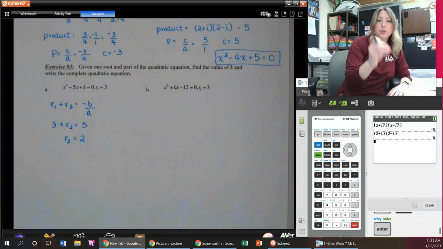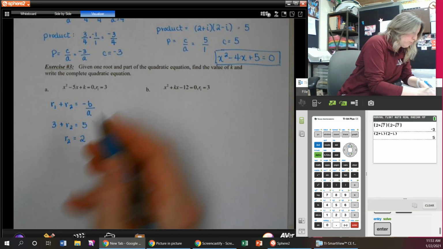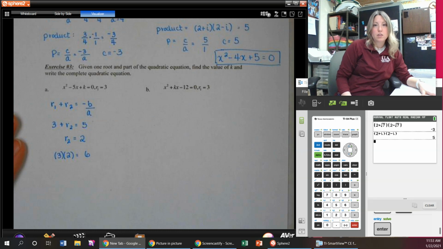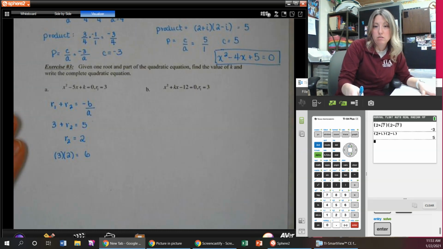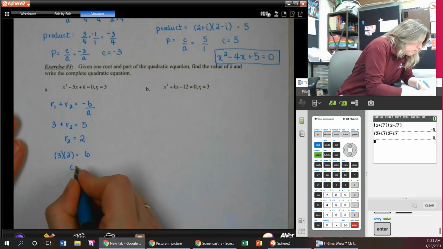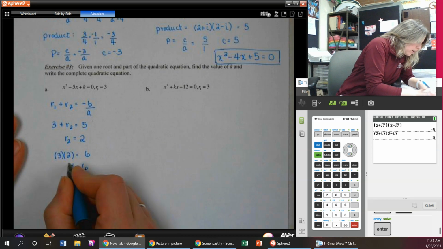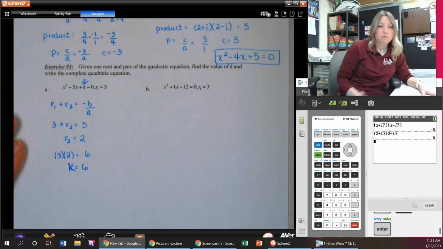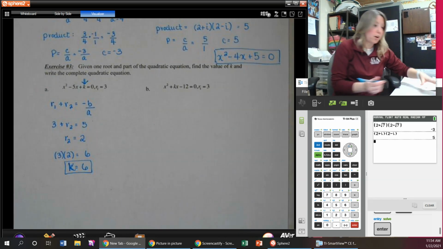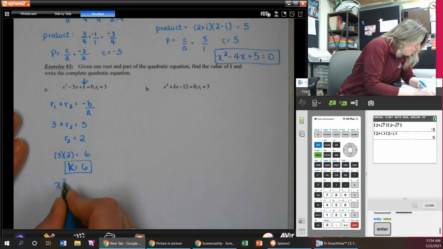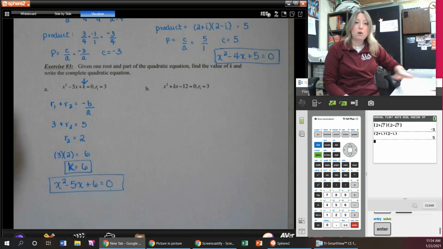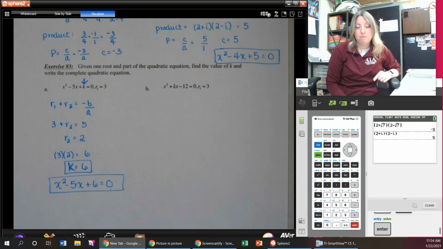Okay. Now, if the second root is 2 and the first root is 3, if I multiply those together, I get 6. The product rule is C over A. You know A is 1, so what's C equal? 6, or in this case, sorry, K is what they had in place of it. I know K equals 6. Now it does say complete the quadratic equation, so I need to rewrite the whole thing. x squared minus 5x plus 6 equals 0. I found K, used it to plug back in.